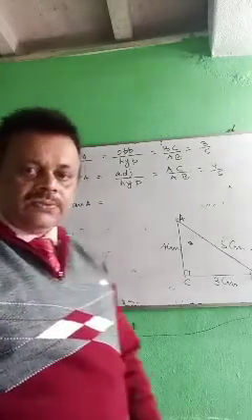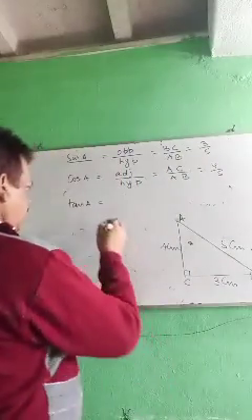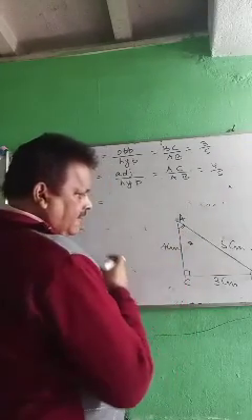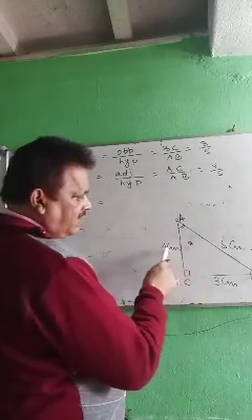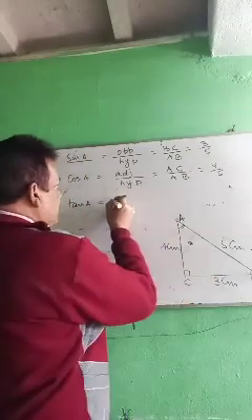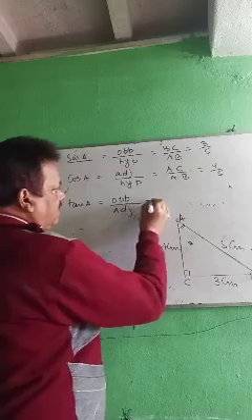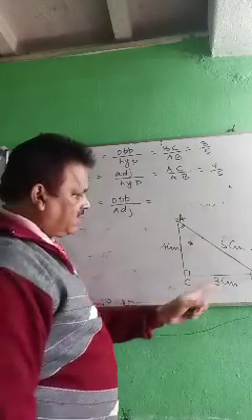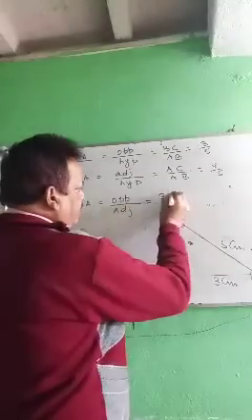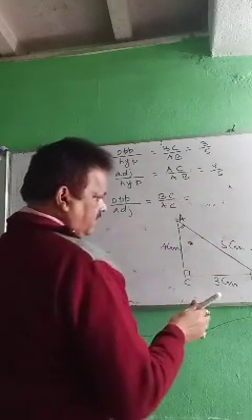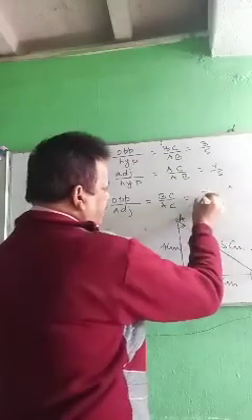tan A equals, the formula for tan: for angle A you have taken, it is opposite by adjacent. You have to remember the formula, opposite by adjacent. So opposite means BC by AC. That is 3 by 4.